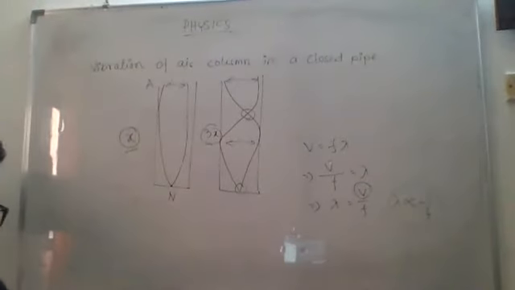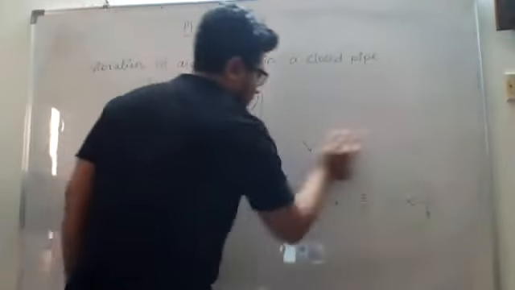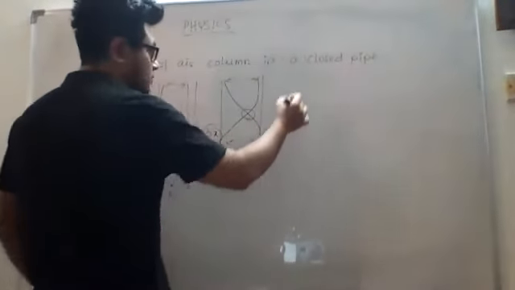Now again, if we blow more forcefully, what will happen? More antinodes and more nodes will be produced.